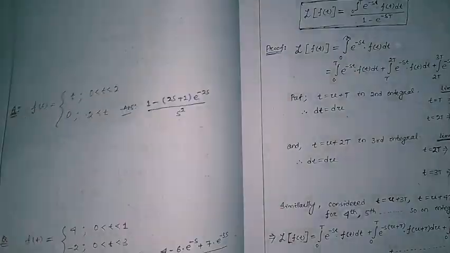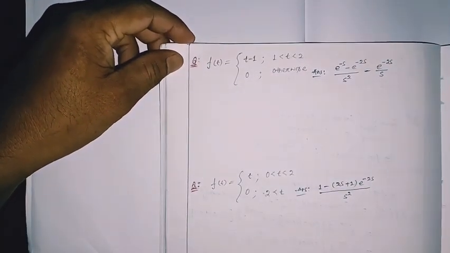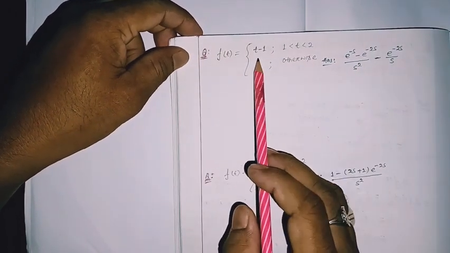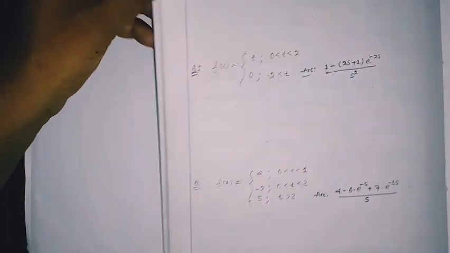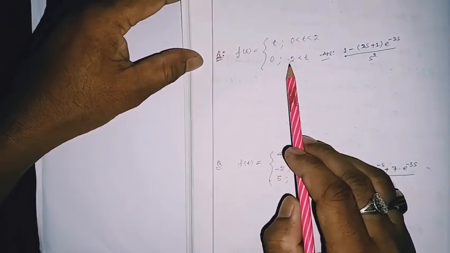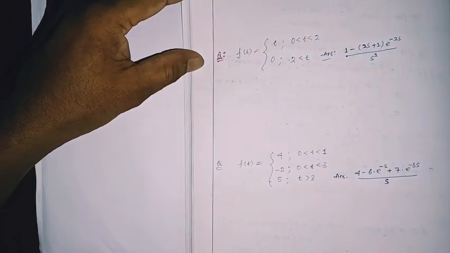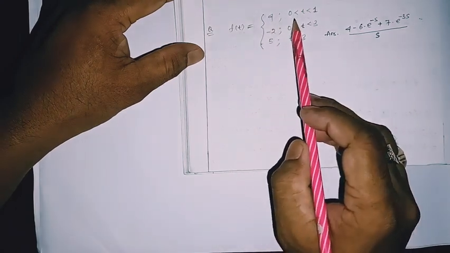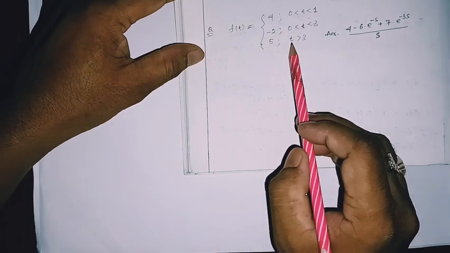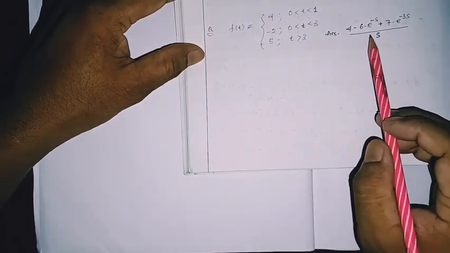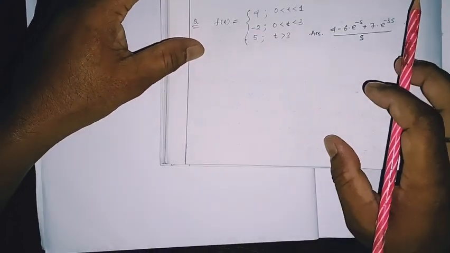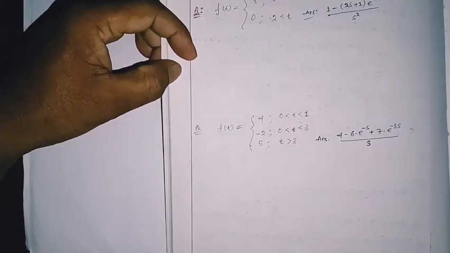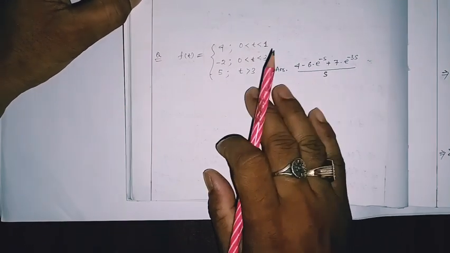Okay. Now here I have given three questions for you that you have to solve by yourself. They are very easy questions. f(t) will be equal to t minus 1, existing in between 1 to 2, 0 otherwise. The answer I have written here for this question. You do it by yourself. Another question is t in between 0 to 2 and 0 when t is greater than 2, this will be the answer. And another question is f(t) equal to 4 in between 0 to 1, minus 2 in between 1 to 3, 5 when t is greater than 3, and this is the answer: 4 minus 6 into e to the minus s plus 7 into e to the minus 3s by s. So these three questions I left for you to do by yourself.